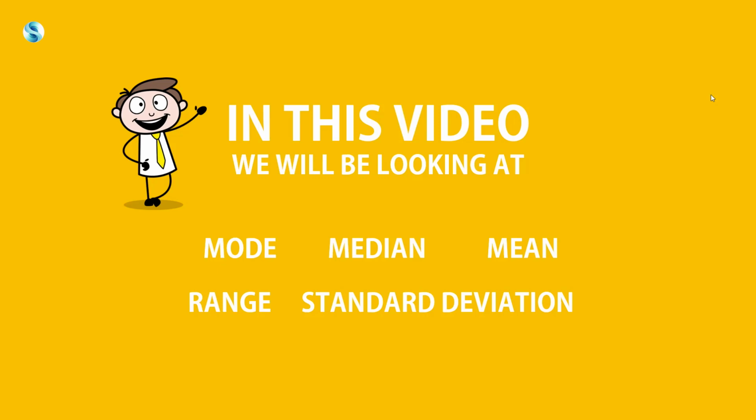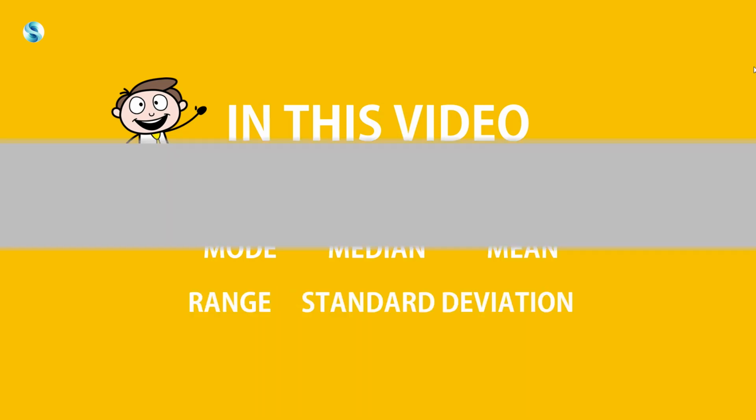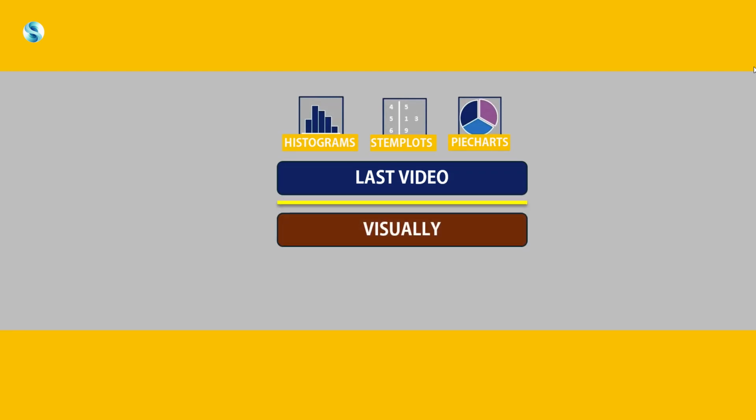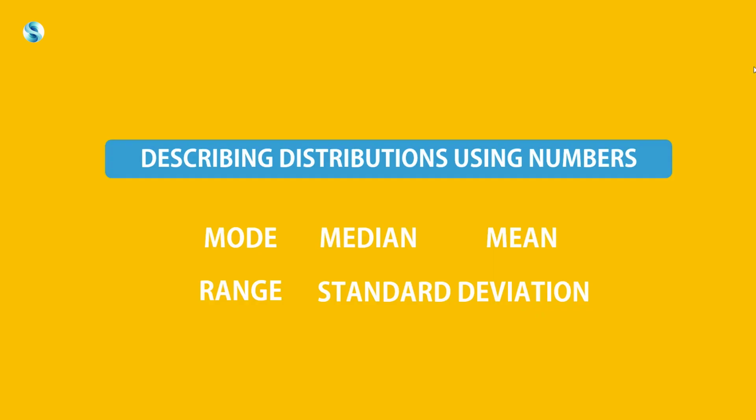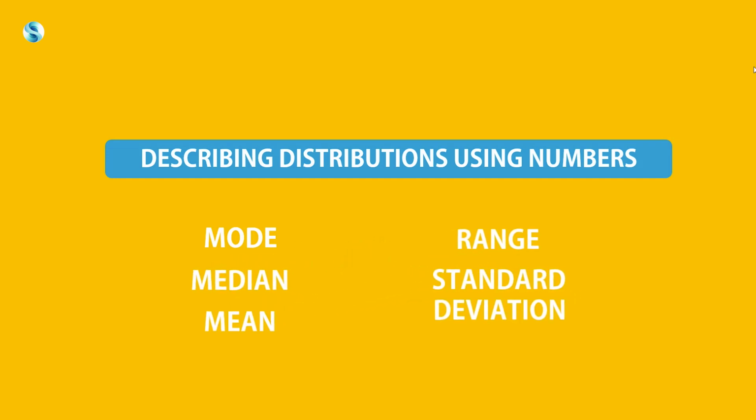In this video, we will be looking at the mode, median, mean, range, and standard deviation. In the last video, you saw how we can display a dataset using things like histograms, stem plots, and pie charts. We use these diagrams to help us visually display a dataset. However, there is another way we can describe a distribution, and that way is by using numbers. The mode, median, mean, range, and standard deviation give us numerical information about the distribution of the dataset.